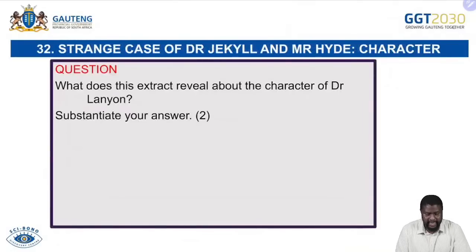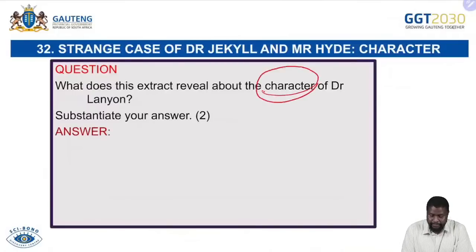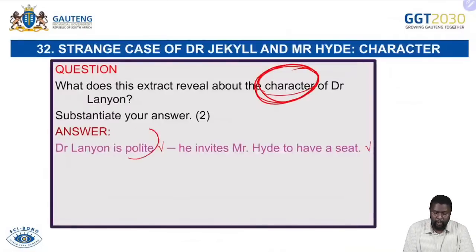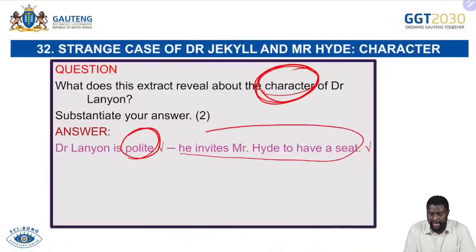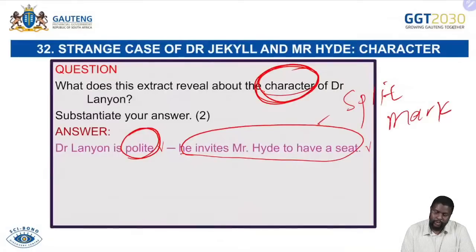Now, the next question, character traits. What does this extract reveal about the character of Dr. Lanyon? Remember, in literature, we learn about characters, character traits, their attributes from what they do and what they say. Their actions and their words tell us who they are or what kind of people they are in the story. Substantiate, give a reason for your answer. He's polite because he invites. You see there, we call that a split mark. So this is a split mark, which means you must also split your response tomorrow in the examination.